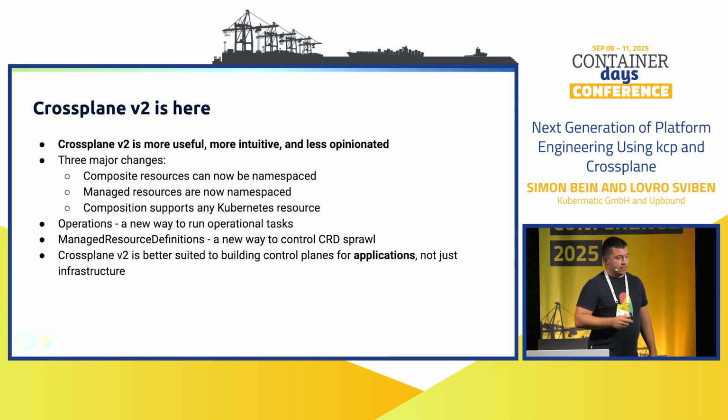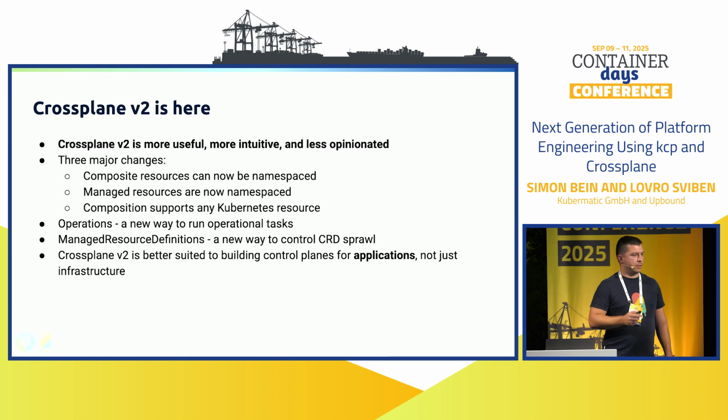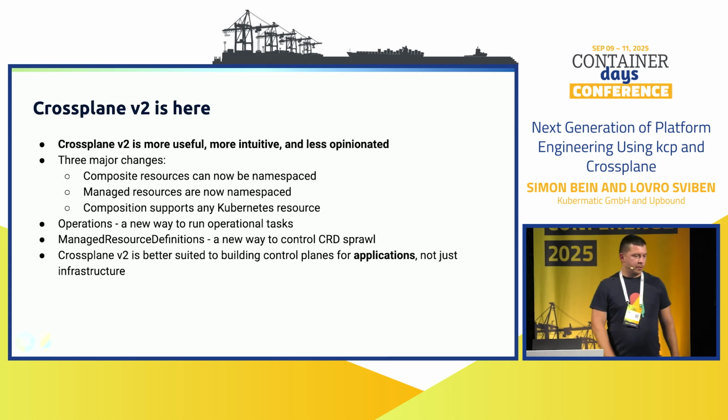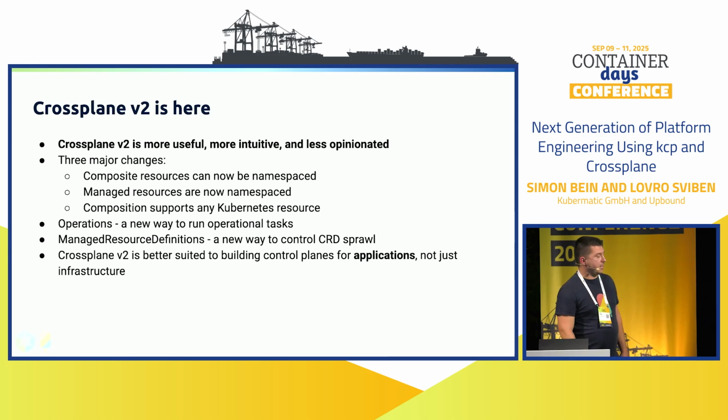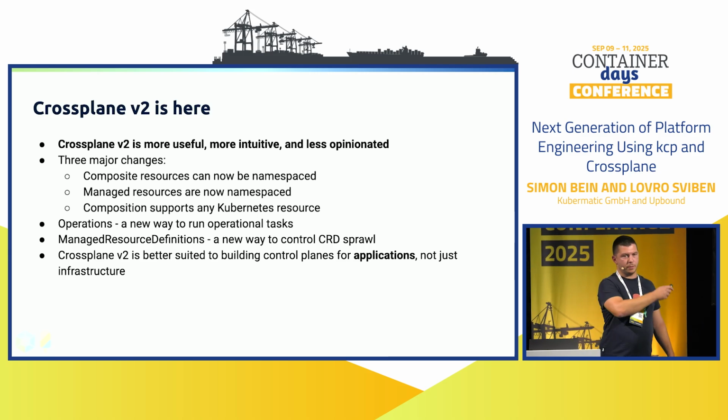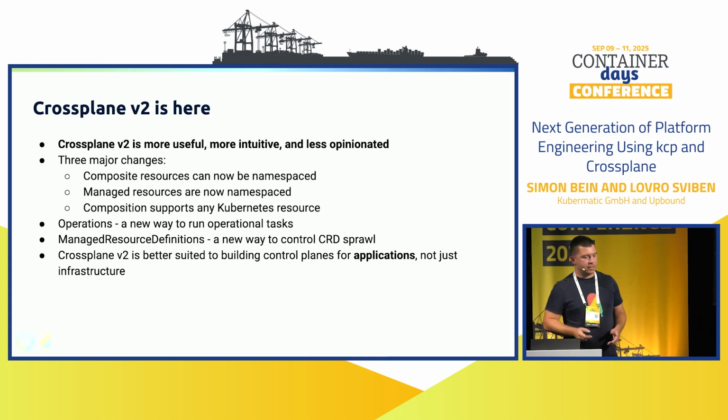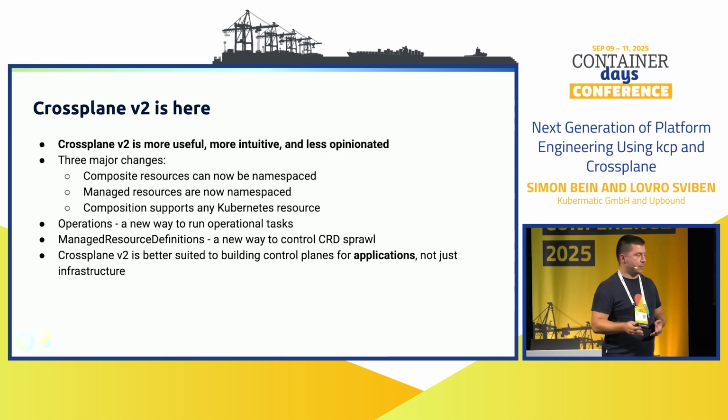Okay, last part, and I'm talking about Crossplane V2 because we were using parts of Crossplane V2 in the demo. Crossplane V2 came out 1 month ago, so the Crossplane team was listening to the feedback from the community and also some of our own frustrations with Crossplane V1, and we made it a bit more useful, intuitive. And some of the major changes there are the composite resources. So those that are your abstractions for developers can now be namespaced. Before there were cluster scopes, which was a problem for a lot of folks.